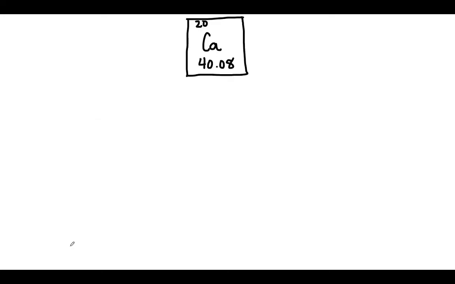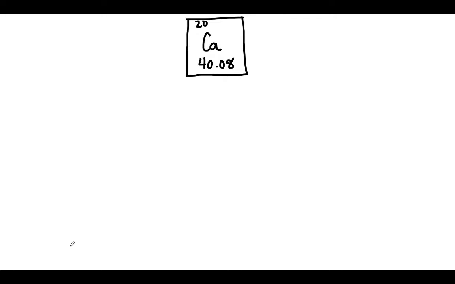So I've got an example here of an element from the periodic table. This is calcium. And you'll see on your periodic table, there's two numbers that we're concerned with. There's the number at the bottom, which is 40.08. That is the atomic mass. And the number 20 is the atomic number.